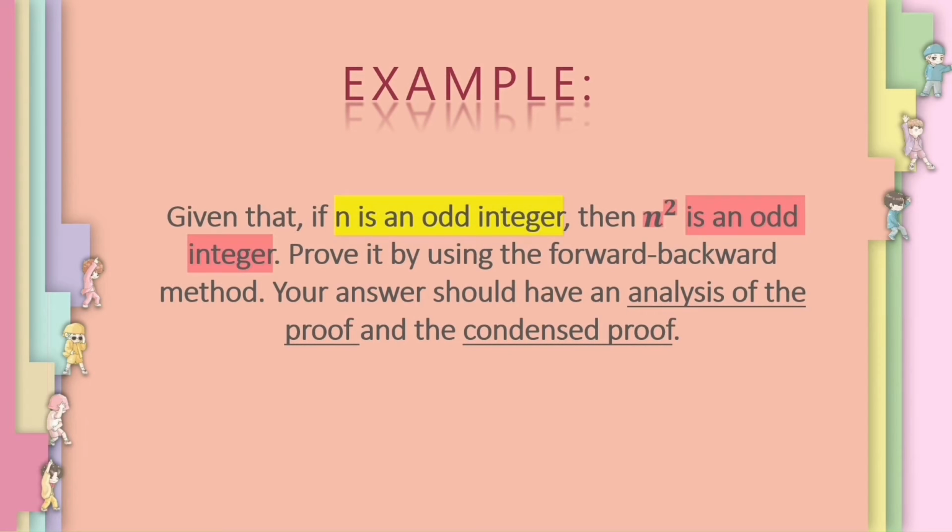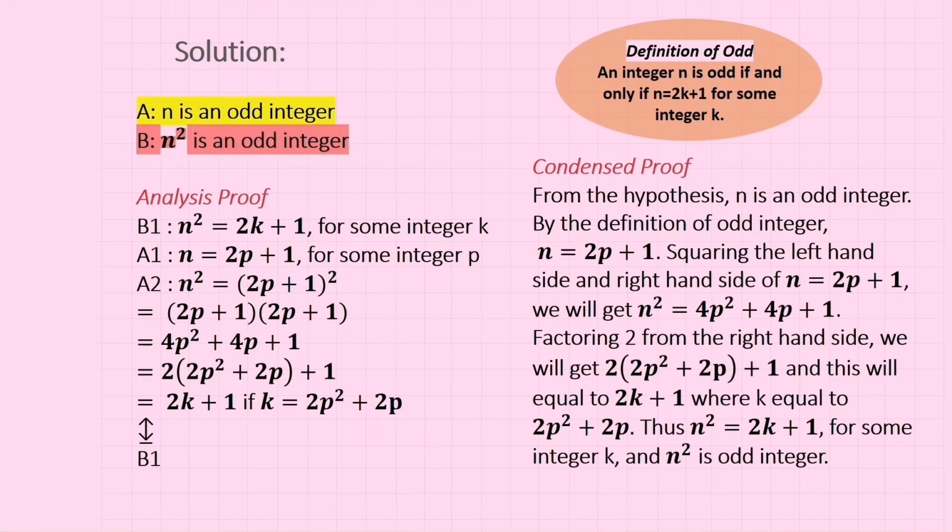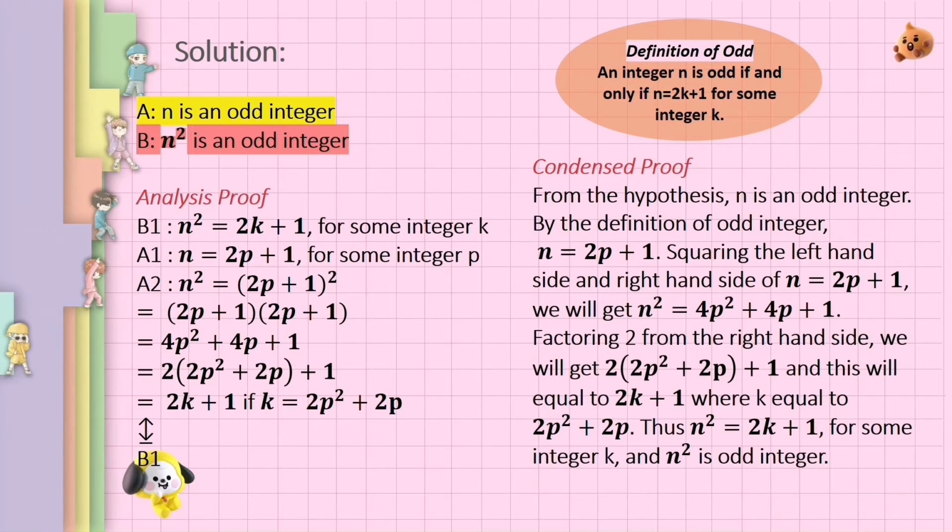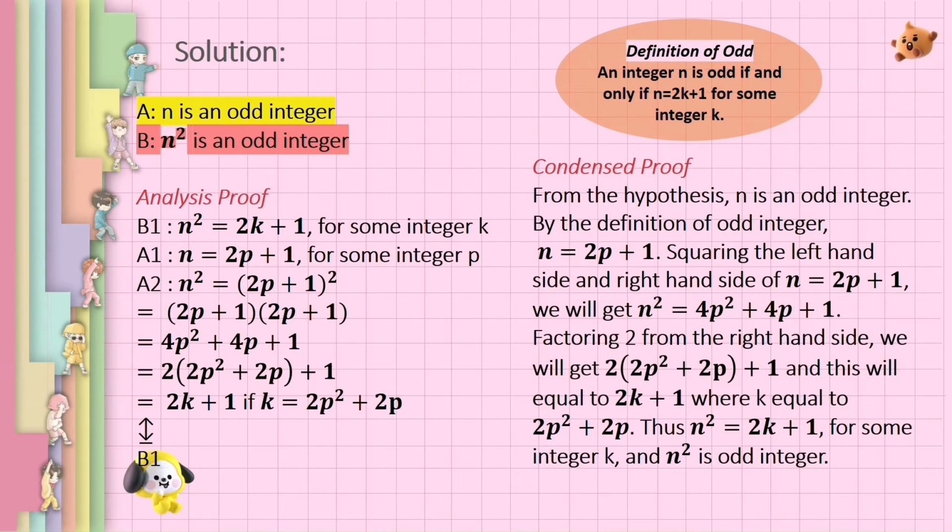The very first example of a question involving the forward-backward method is: given that if n is an odd integer, then n squared is an odd integer, prove it by using the forward-backward method. Your answer should have an analysis of the proof and the condensed proof. We have statement A: n is an odd integer, and statement B: n squared is an odd integer. If we refer to the definition of odd, an integer n is odd if and only if n equals 2k plus 1 for some integer k.